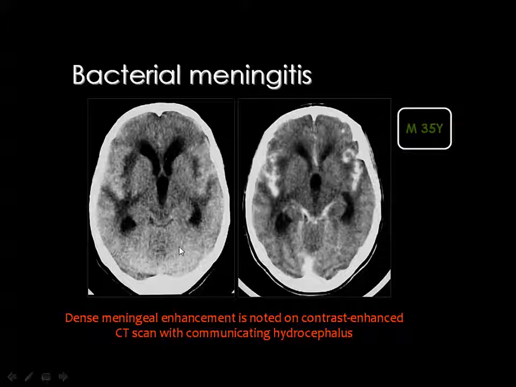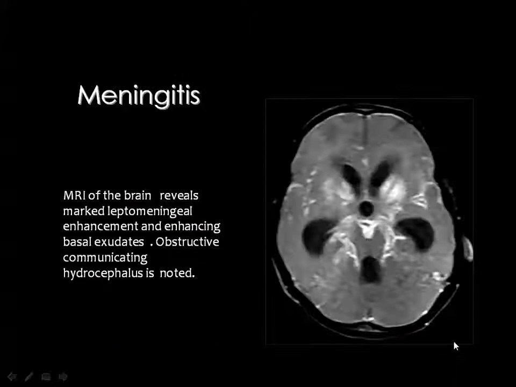And this is the pre-contrast scan and the post-contrast scan. Here you can see that the sylvian fissures are obliterated by relatively hyperdense lesions, and you see the dilated ventricles, the lateral and the third. Whenever you inject the contrast media, you can see enhancement in the sylvian fissures, enhancement in the basal cisterns, and enhancement along the dura. Then you can easily reach the diagnosis of meningitis.